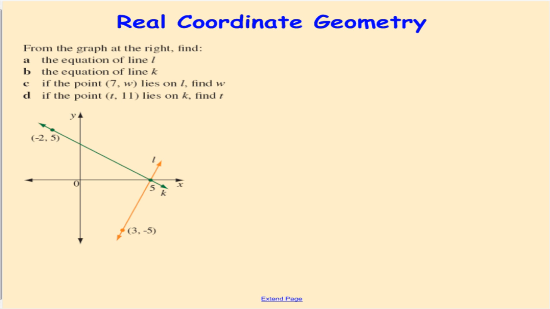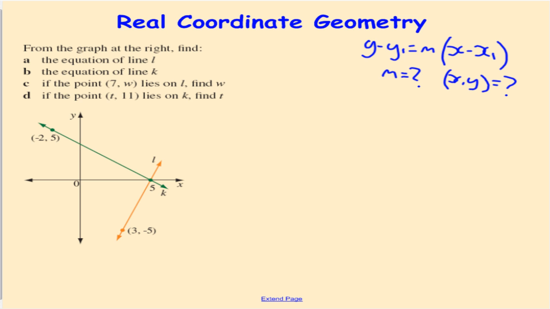So for us, our best equation that we have is y minus y1 equals m outside of x minus x1. And we know we need a gradient and we need an x and y coordinate. And that's all we need to make that equation happen. So having a look at question A and B, we need to find some equation of lines. So we're going to be using our point gradient form.